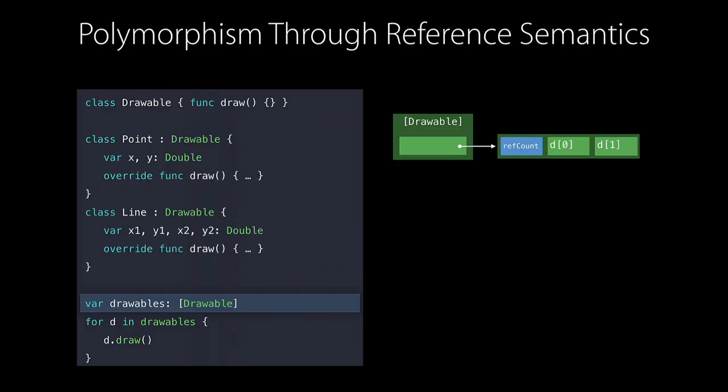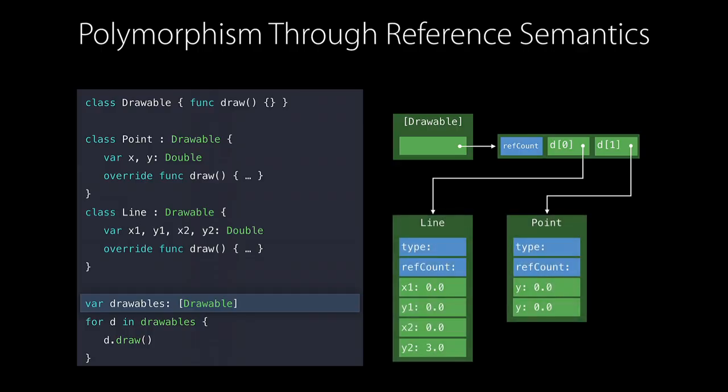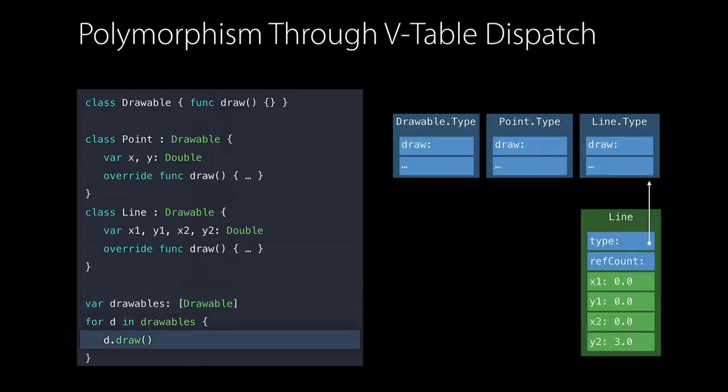Well, because Drawable, Point, and Line are all classes, we can create an array of these things, and they're all the same size because we're storing them by reference in the array. And then when we go through each of them, we're going to call draw on them. So hopefully we have some intuition about why the compiler can't determine at compile time which is the correct implementation to execute. Because this d.draw could be a point, it could be a line. They're different code paths. So how does it determine which one to call? Well, the compiler adds another field to classes, which is a pointer to the type information of that class, and it's stored in static memory.